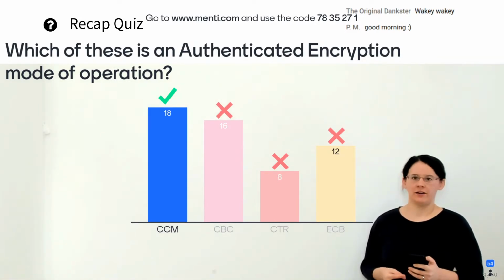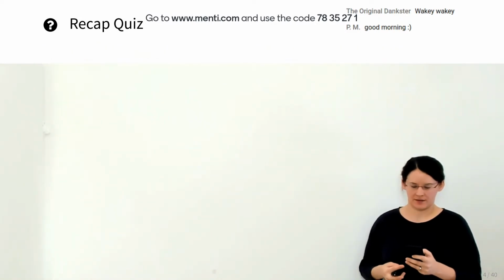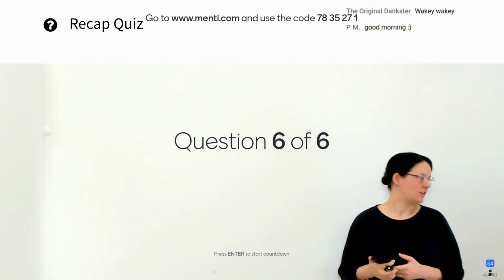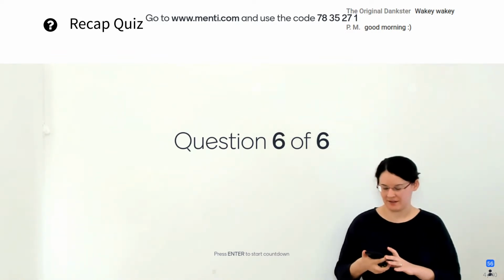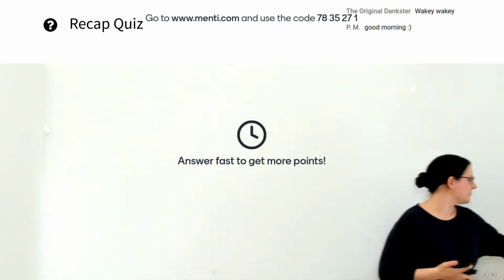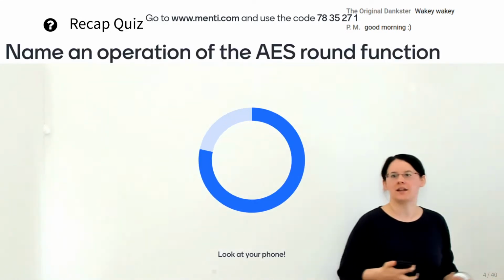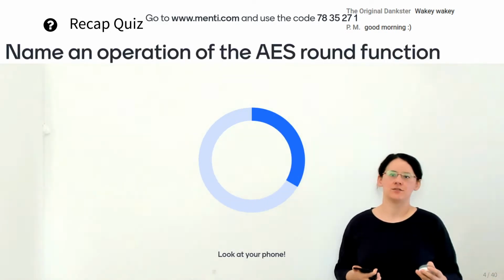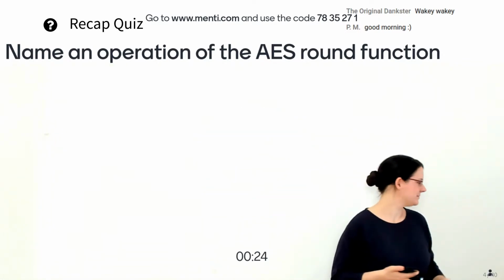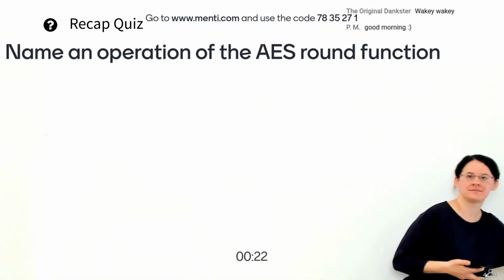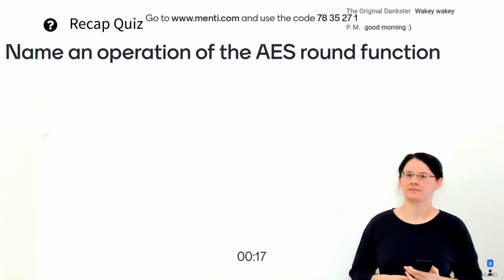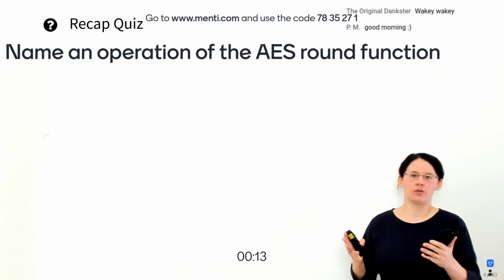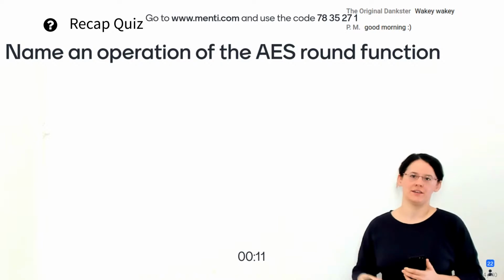Okay, final question. This is also a bit more complicated because now you actually have to type something. And the question is, name an operation of the AES round function. So you get a little more time on this one. Accepted names are the long written forms of the name, so not the two-letter abbreviations.